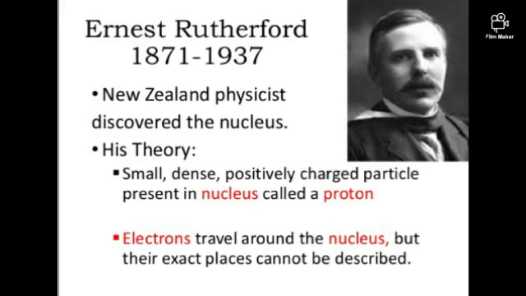So the theory he gave was that the positive part of the atom was confined to a very small center of the atom. It is not spread or scattered throughout the atom. The atom is mostly empty space, and the electrons travel around the nucleus but in their exact places. So there was no direct contact of electrons with the protons.